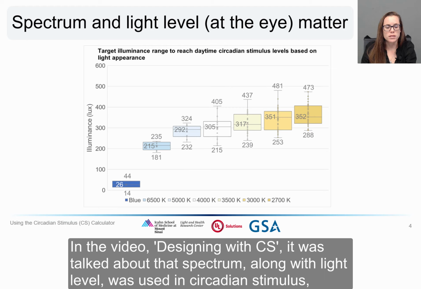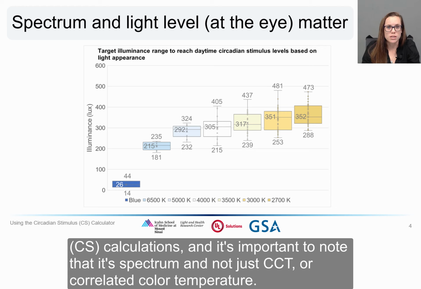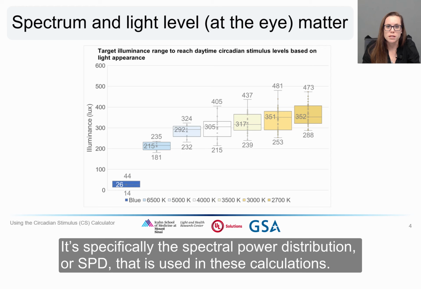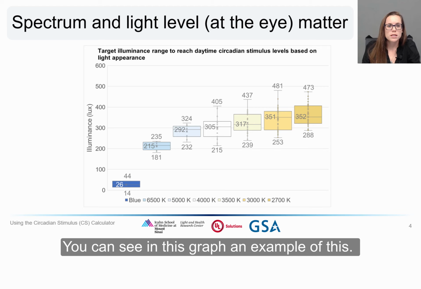In the video, Designing with CS, it was talked about that spectrum, along with light level, was used in circadian stimulus CS calculations. And it's important to note that it's spectrum and not just CCT, or correlated color temperature, and specifically the spectral power distribution, or SPD, that is used in these calculations. You can see in this graph an example of this.